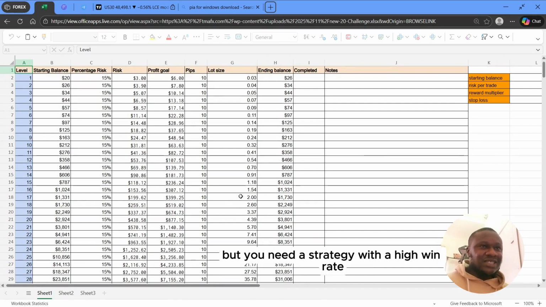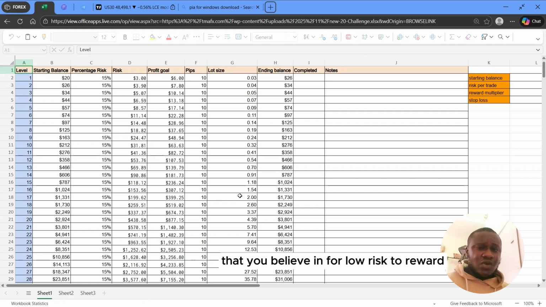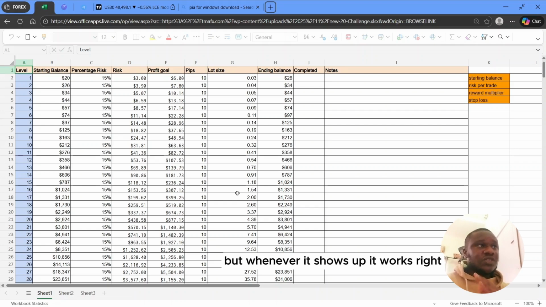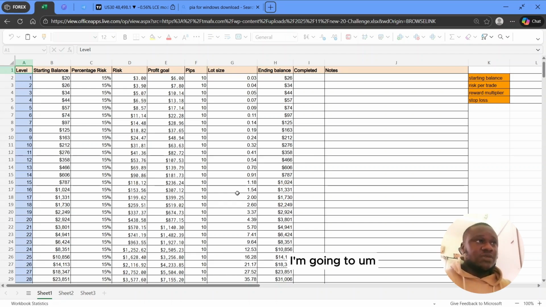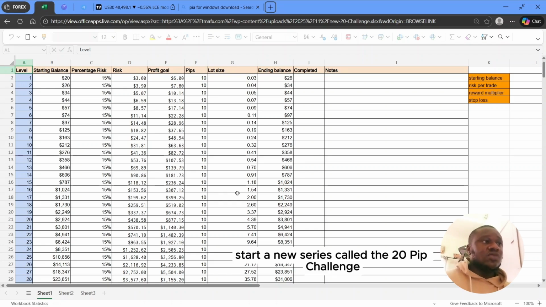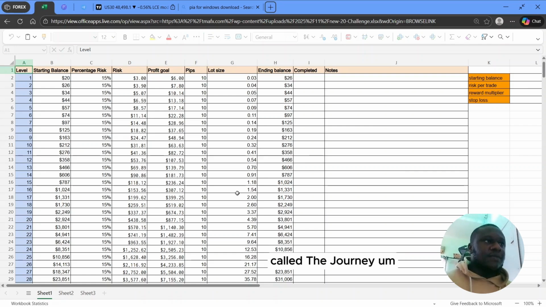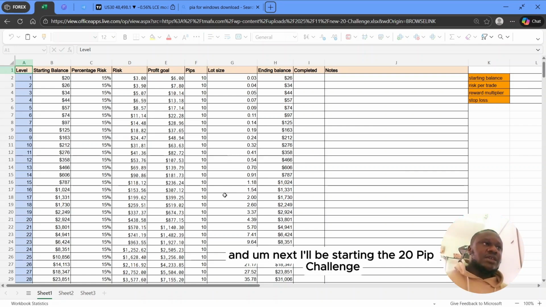But you need a strategy with a high win rate that you believe in, but low risk to reward. 1 to 1, 1 to 2. But whenever it shows up, it works, right? And that is what I am looking to create. I'm almost there, and once that happens, I'm going to start a new series called the 20 pip challenge. Right now, whatever I talk about now is under my playlist called The Journey. So yeah, that's the journey. This is the journey actually, and next I'll be starting the 20 pips challenge.